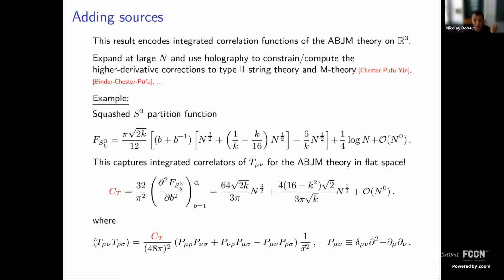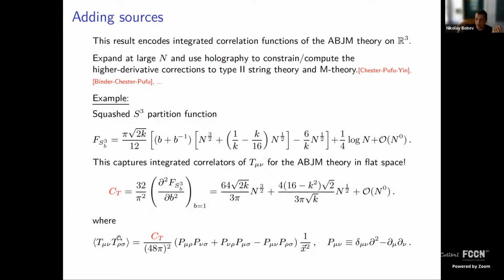Then, very generally, you can prove a Ward identity here. So this first equality that I'm circling around has nothing to do with localization, nothing to do with large N, and so on. This is purely based on supersymmetry. A derivative of this free energy with respect to b, the squashing, two derivatives, is related to the two-point function of the energy momentum tensor. And that's very easy to understand.